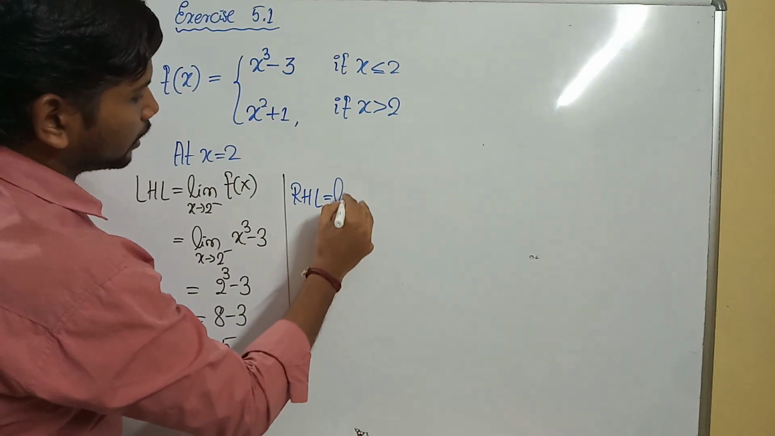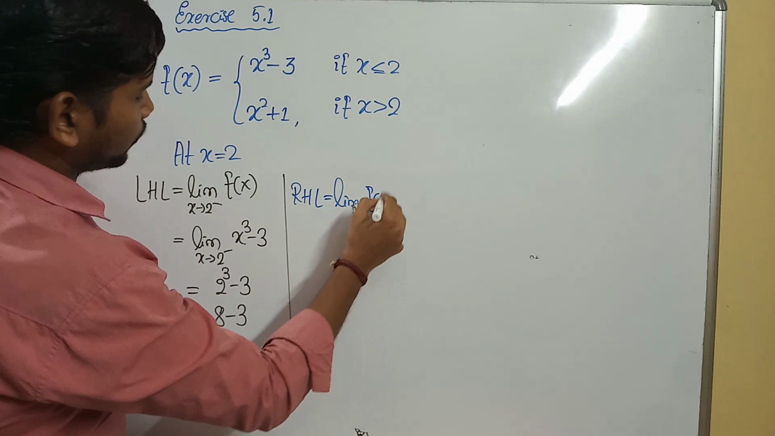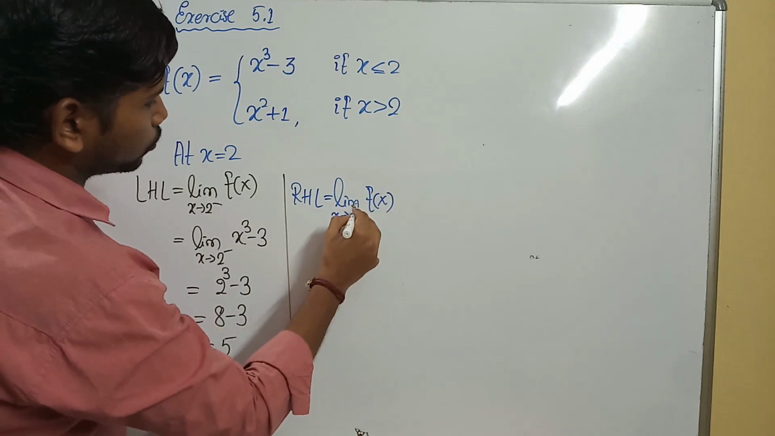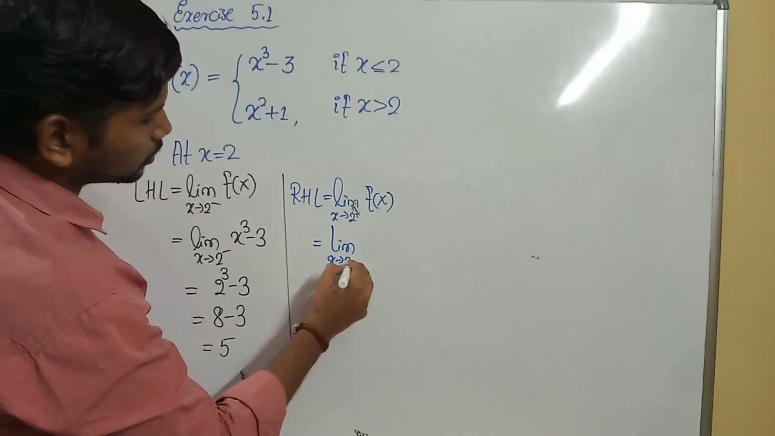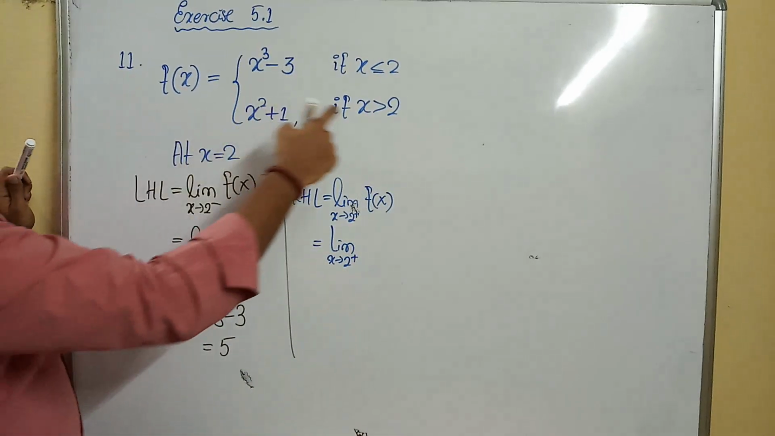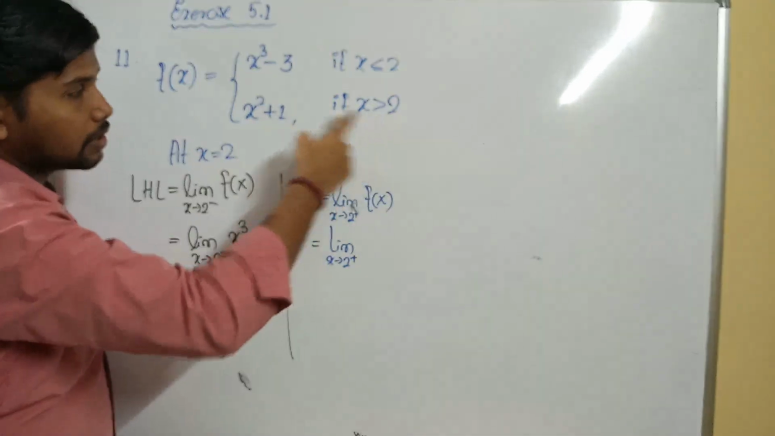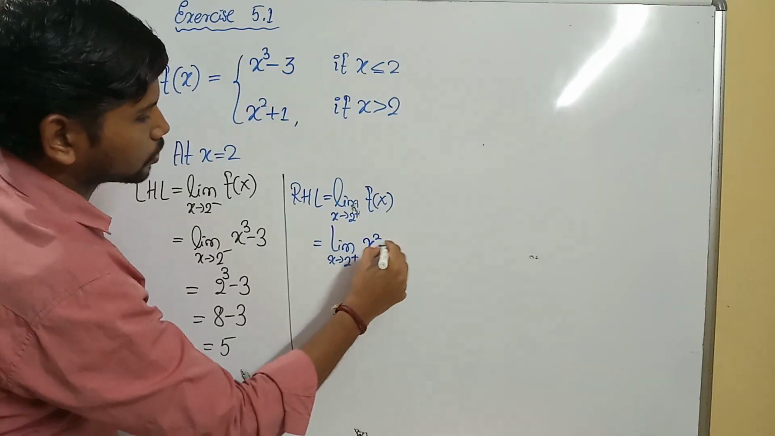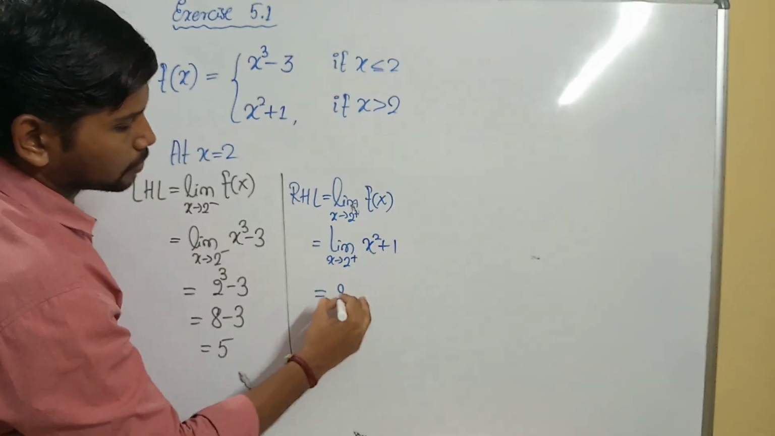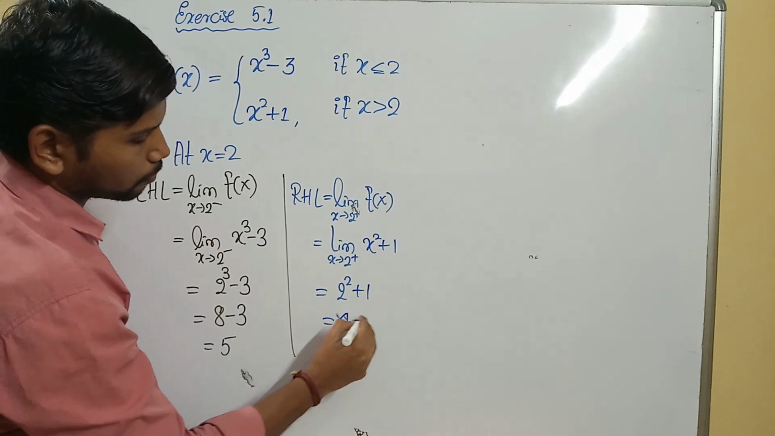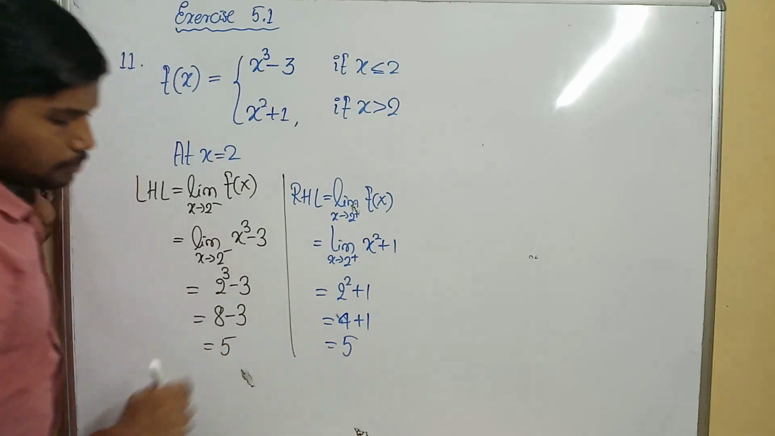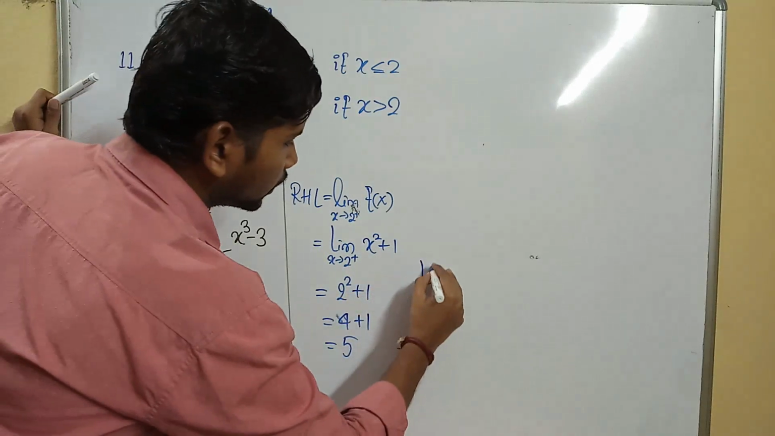Okay, then what about the RHL value? The RHL value is limit of f of x as x tends to 2 plus. What about the value of limit as x tends to 2 plus? 2 plus will be greater than 2. Greater than 2 means the second function, I need to select x square plus 1. x is replaced by 2, 2 square plus 1. 2 square will be 4. 4 plus 1 will be 5. Means LHL is equal to RHL.